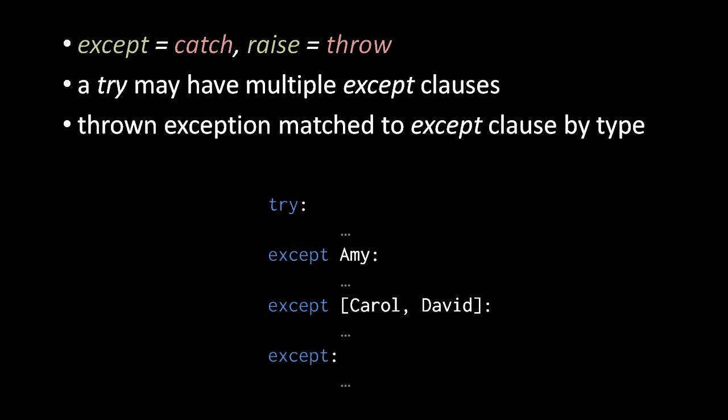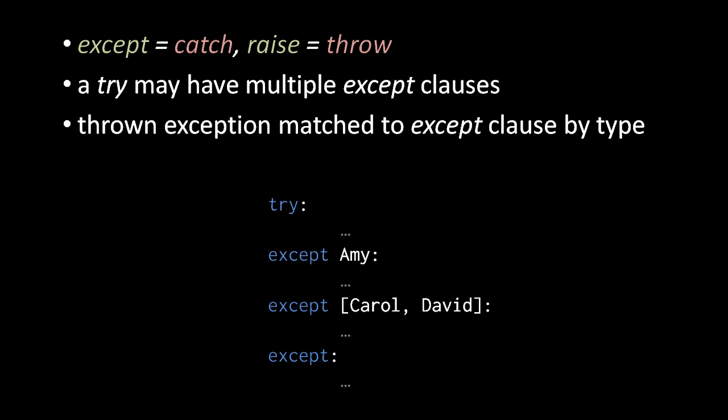To restate all that, when an exception is thrown in a try, Python looks for a matching except clause in order, top to bottom, testing by type. And when a match is found, that is the except clause which runs. In a case where no except clause matches, then the exception will propagate.